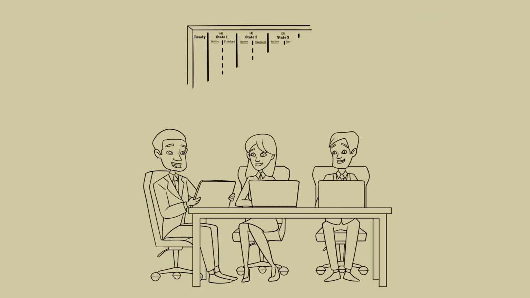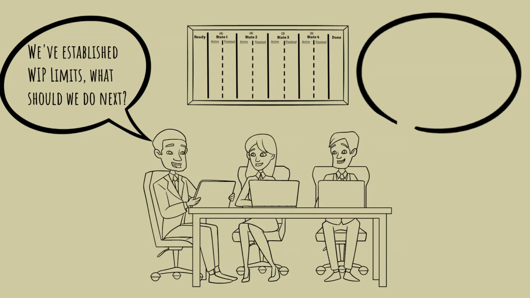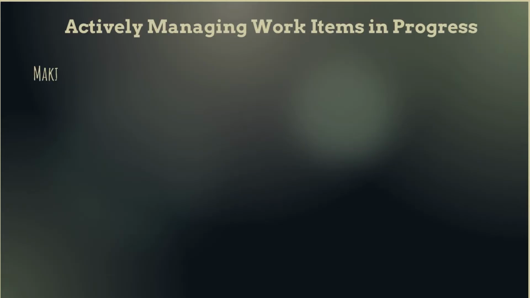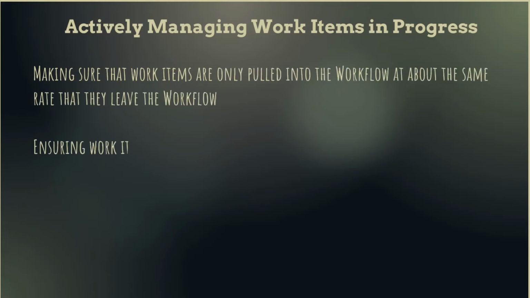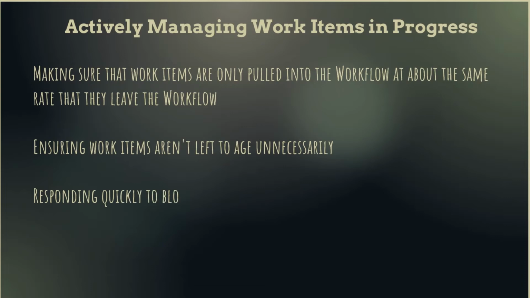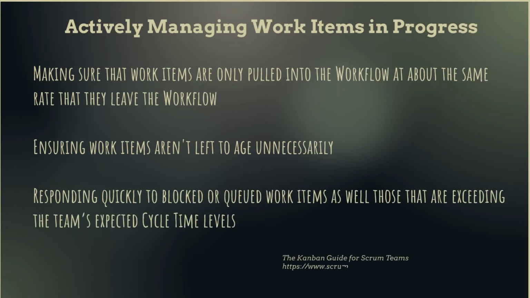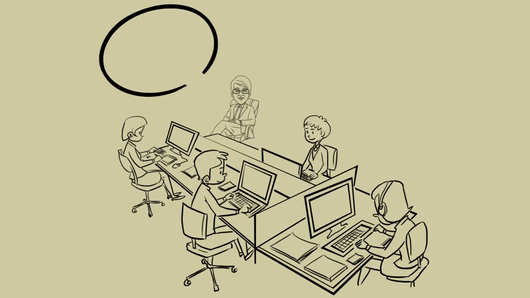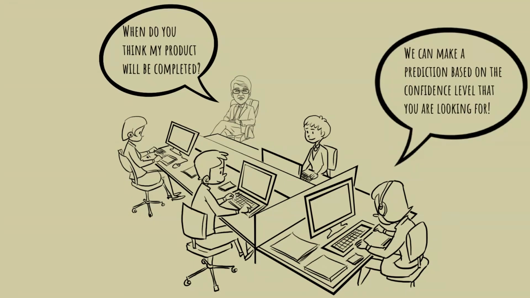In addition to applying WIP limits, there are several steps a Scrum team applying Kanban can take to actively manage the work in progress. Ensuring that the rate at which items enter the workflow is about the same as the rate that they leave the workflow. Ensuring work item age is kept to a minimum. And quickly addressing work items that are blocked or queued, as well as those with cycle times exceeding the team's expectation. Also known as a service level expectation, or SLE, it defines how long it takes for an item to flow from start to finish in the team's workflow.